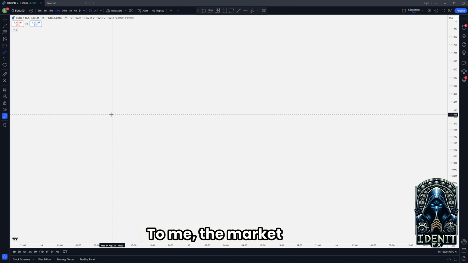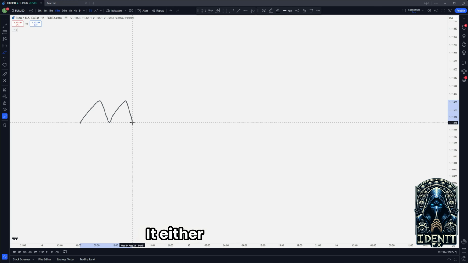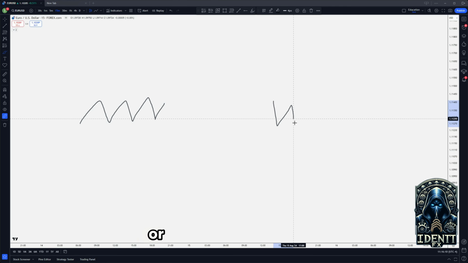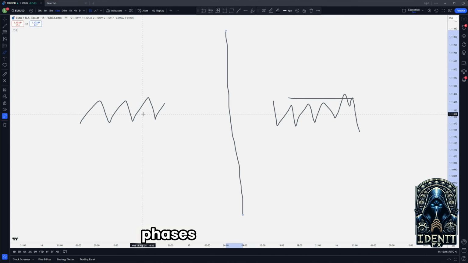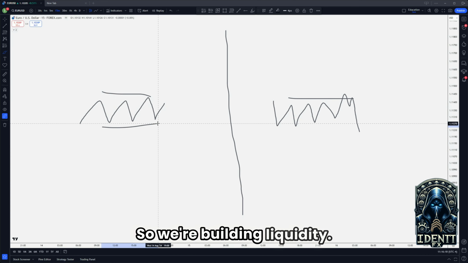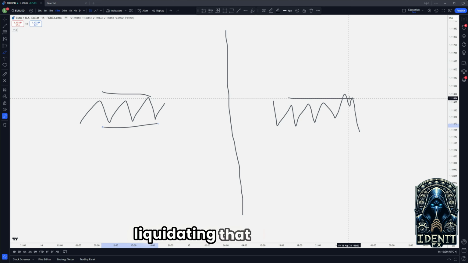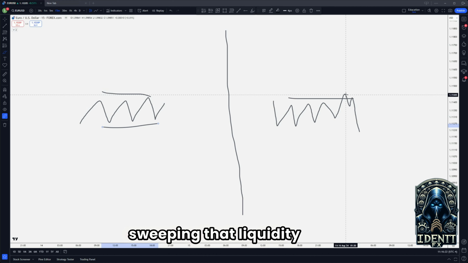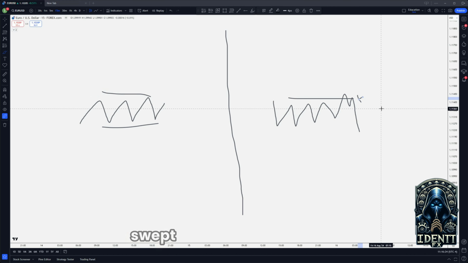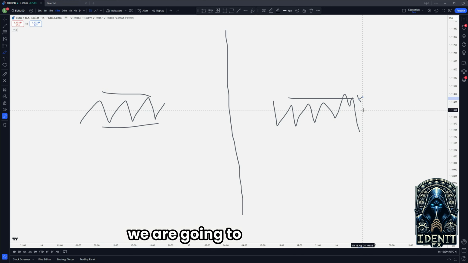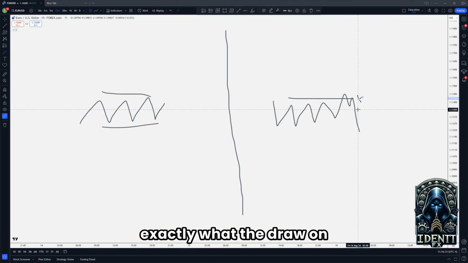To me, the market does one of two things. It either builds liquidity or it takes out liquidity, right? These are the two phases that I mainly see. So we're building liquidity and we're liquidating that liquidity, or sweeping that liquidity, right? And here, for example, we swept liquidity. And once we sweep liquidity, we know that we are going to target a next pool of liquidity. And that is exactly what the draw on liquidity is.